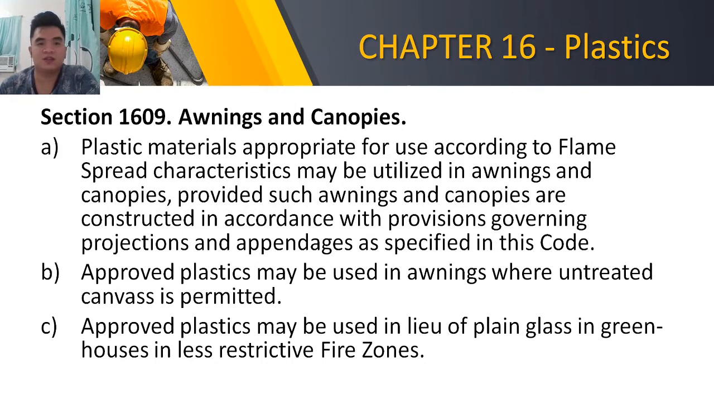Section 1609, plastics materials appropriate for use according to flame spread characteristics may be utilized in awnings and canopies, provided that such awnings and canopies are constructed in accordance with provisions governing projections and appendages as specified in this code. Approved plastics may be used in awnings where untreated canvas is permitted. Approved plastics may be used in lieu of plain glass in greenhouses in less restrictive fire zones.